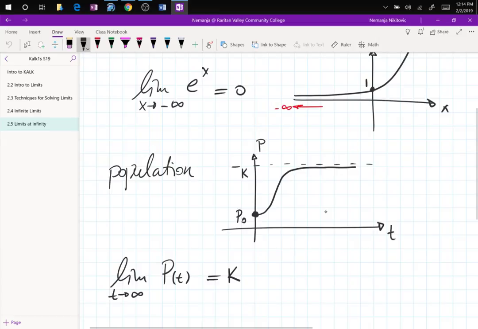So when you are looking at this, if you let time go to infinity, then the amount of people, which is the population, would never exceed this limiting number K. So now you see another example, an applied example, where something like this could be useful, right?